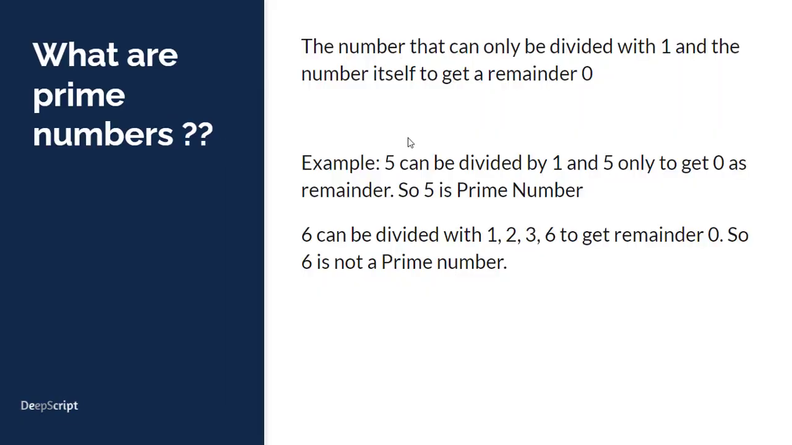So what are prime numbers? A number that can only be divided by 1 and the number itself to get a remainder of 0, meaning its only factors are 1 and the number itself, is called a prime number. For example, if we take a look at the number 5, then 5 can only be divided by 1 and 5 to get 0 as a remainder. So 5 is a prime number.